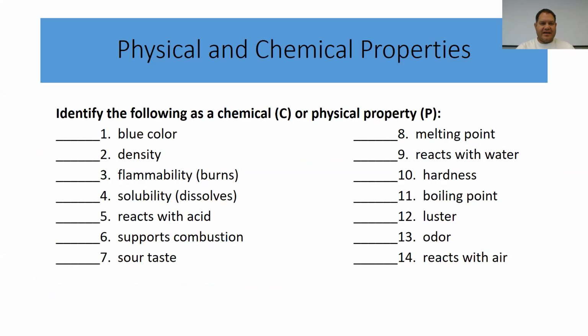So let's take a look at this little exercise here. What we're going to do is we have various chemical and physical properties of materials, and I just want you to quickly classify if the characteristic is considered chemical or considered a physical property. And just write a C if it's chemical or a P if it's physical. So go ahead and pause this video for a minute and then go ahead and answer that.